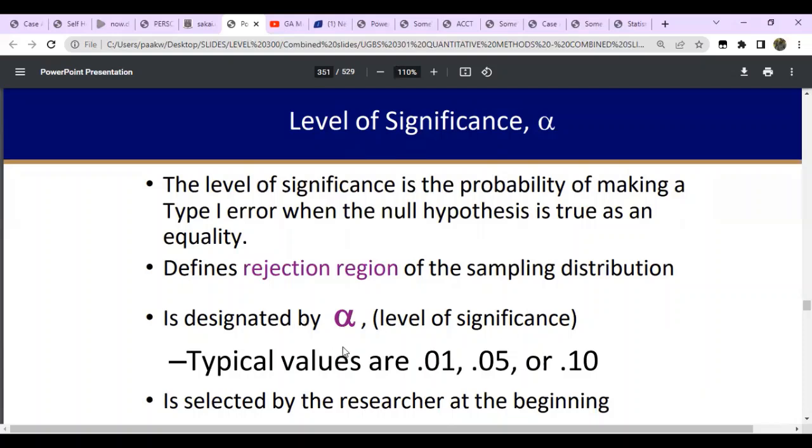It is designated by alpha, that is the level of significance. The typical values for alpha are 0.01, 0.05, or 0.10. So you have 5%, 1%, and 10%. These are your typical alpha values.